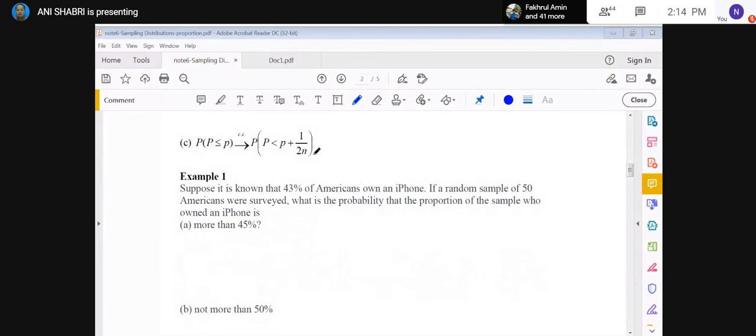Okay, we look at how to use this formula. Example 1. Suppose it is known that 43% of Americans own an iPhone.